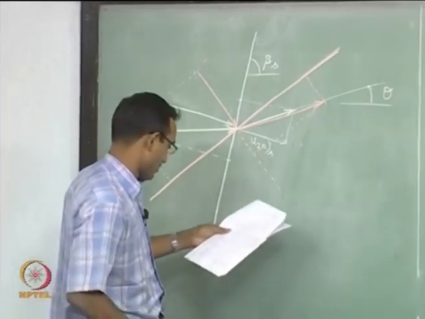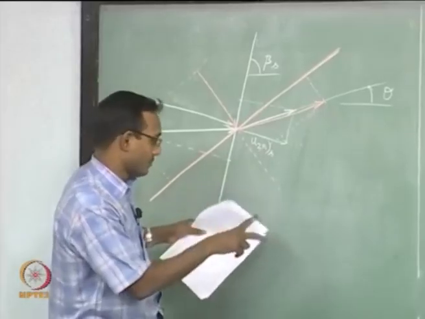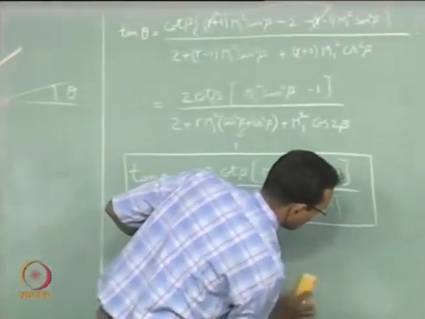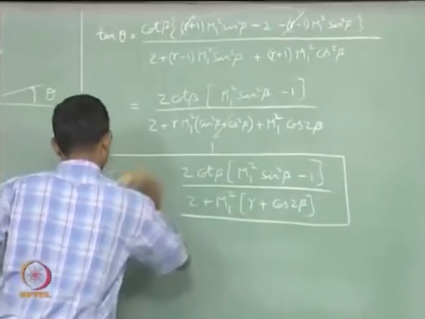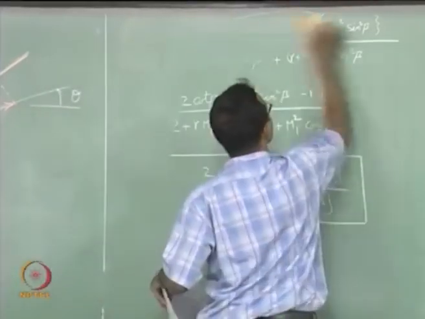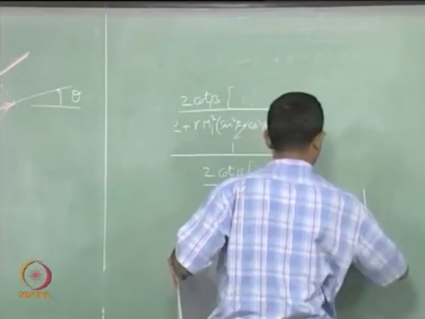Okay. Now, I just want to put some observations in a table form for strong shock and weak shock. I have told you most of them, anyway we will just put them in an order.